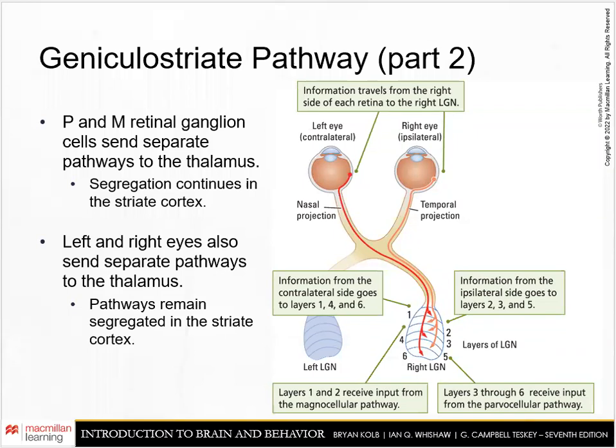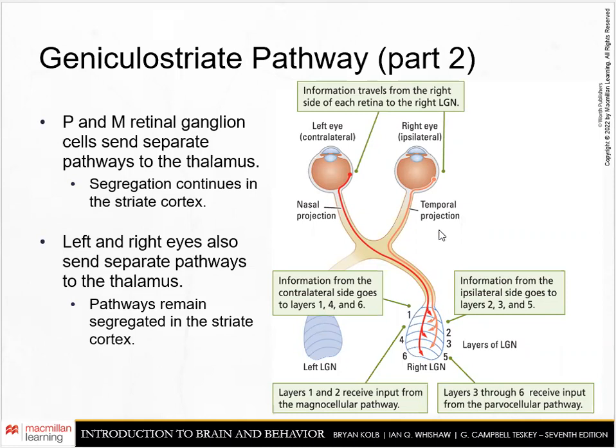With this, the P and M retinal ganglion cells send separate pathways to the thalamus. So the segregation continues in the striate cortex. And the right and left eyes also send separate pathways to the thalamus, and the pathways remain segregated in the striate cortex. And we can see here, this is similar to what I talked about in the diagram, where the information travels from the right side of each retina to the right lateral geniculate nucleus.